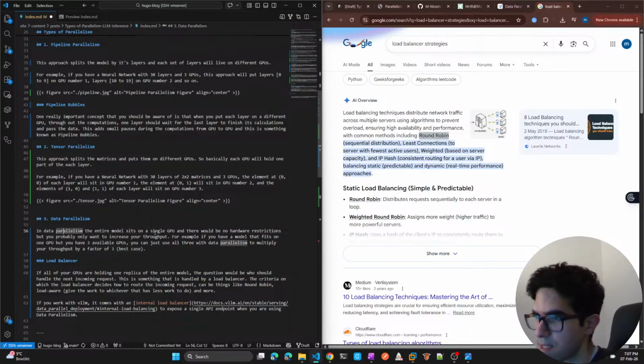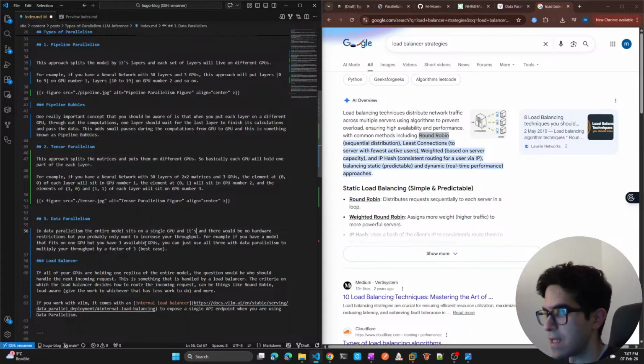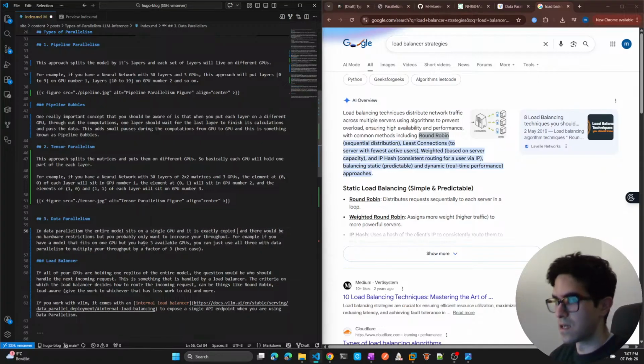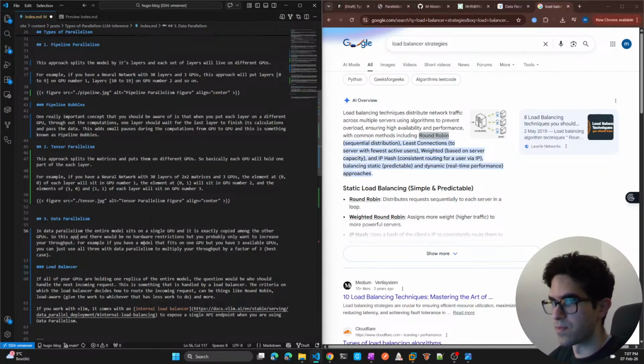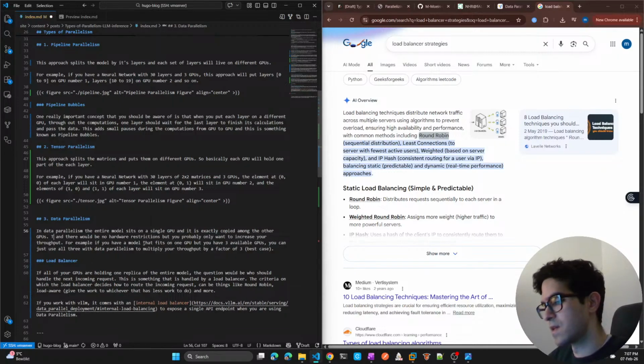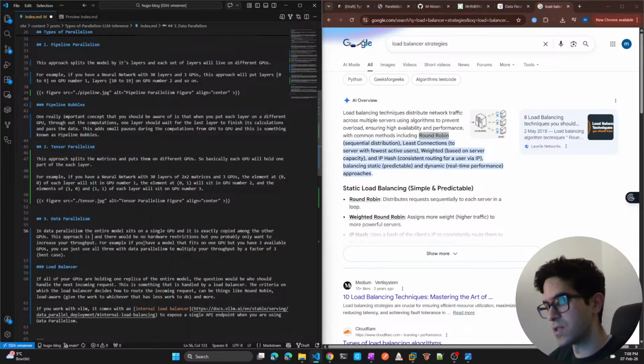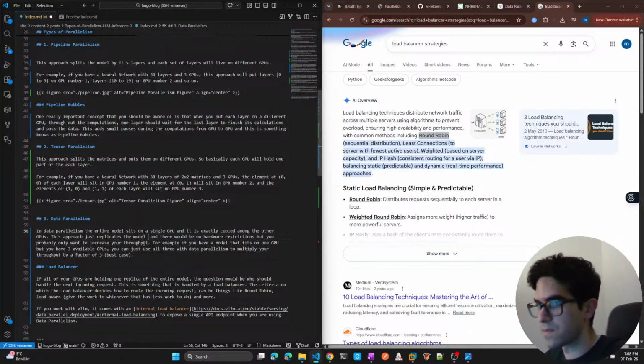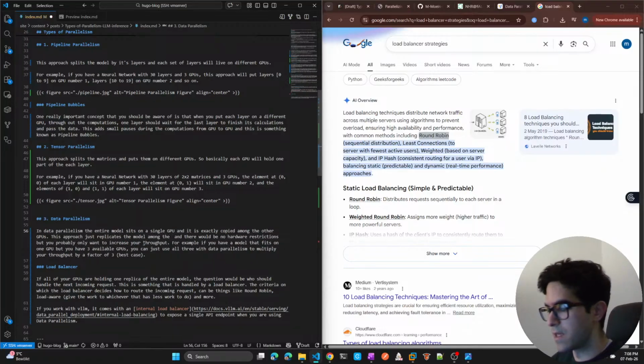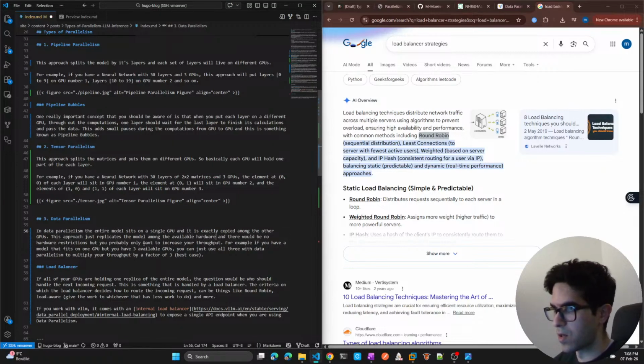The entire model sits on a single GPU, and it is exactly copied among the other GPUs. So this approach just replicates the model among the available hardware.